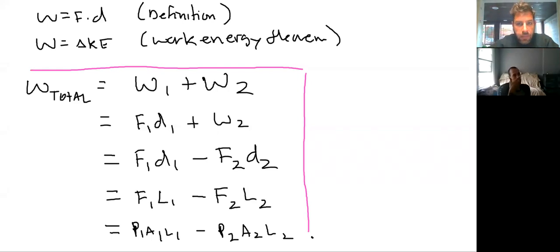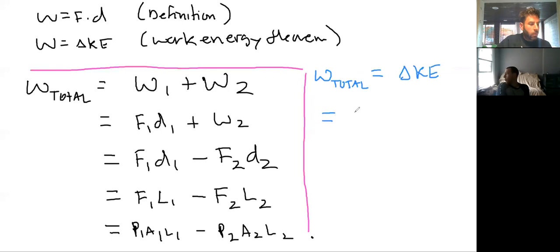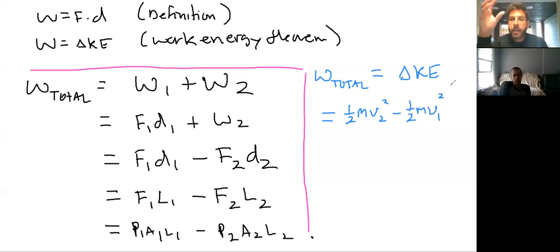Now, if instead of using the definition, I go right to the work energy theorem, I also get that work total is, as we know, the change in kinetic energy. But what is that? Well, that's 1/2 the mass times speed 2 squared minus speed 1 squared. Remember, kinetic energy is 1/2 mass times velocity squared.